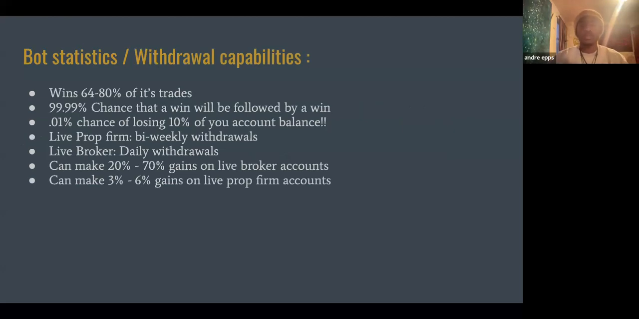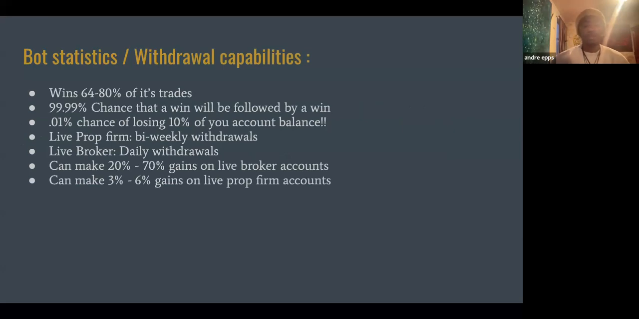The bot statistics and withdrawal capabilities. So the win percentage is always from 64 to 80% of its trades. There's a 99% chance that a win will be followed by a win. There's a 0.01% chance of losing 10% of your account balance in one trade.